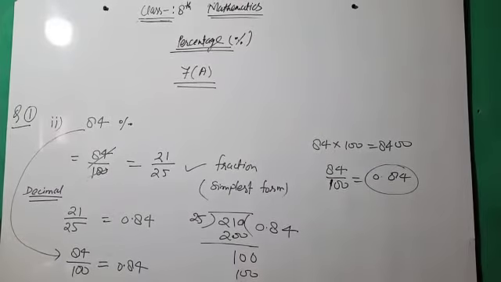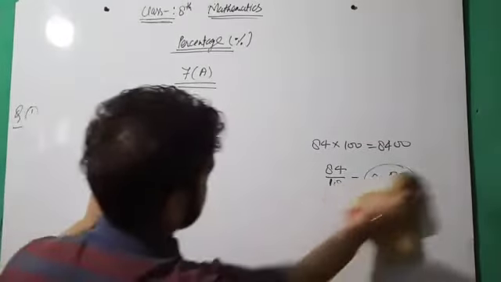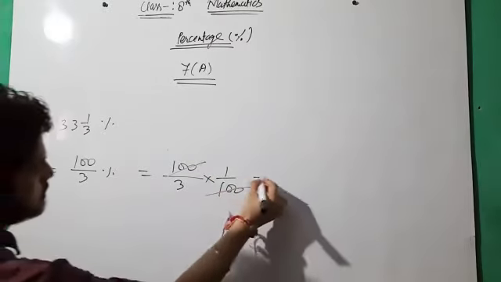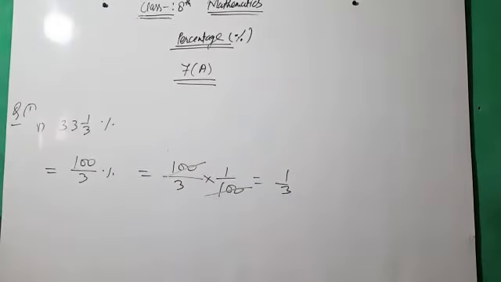Fifth part: 33 whole 1/3 percentage. First of all, multiply. This is actually 100 by 3 percentage. 100 by 3 means 100 by 3 into 1/100, because percentage is 1/100. So this is actually 1/3. Yes or no? 100 by 3 percentage means 1/100. The 100 cancels, so 1/3 is the fractional value. 1/3 is also the simplest form of this fraction.